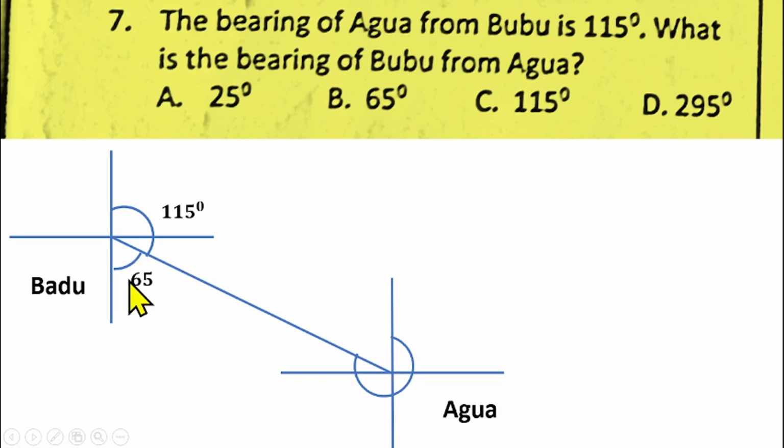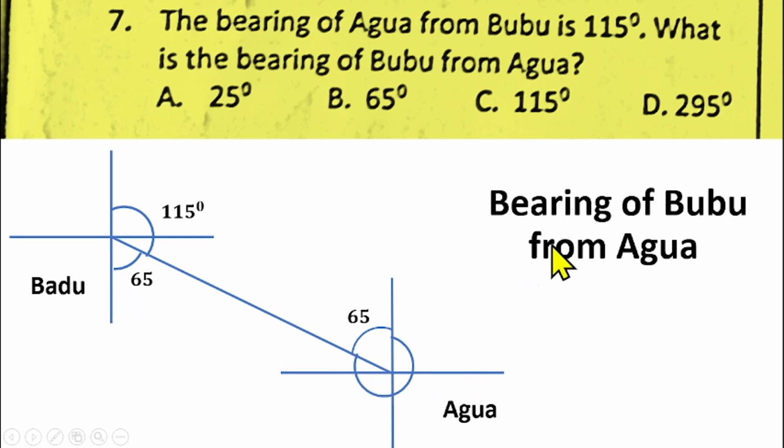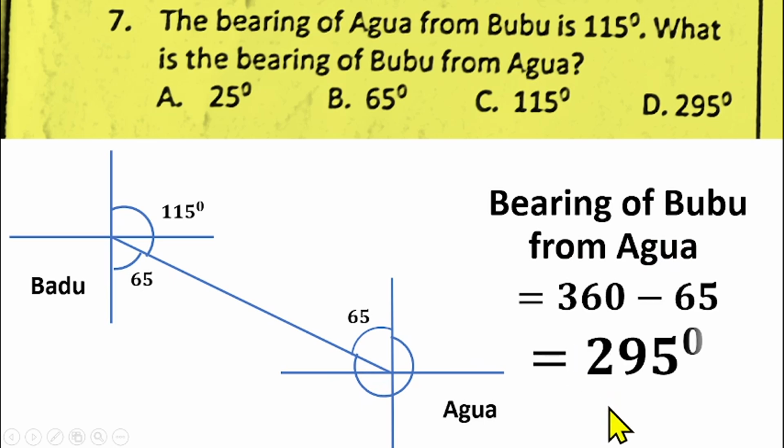If this angle is 65, you can also find the angle that is here, because the angle here will be 65 also, since it is an alternate angle. We are looking for the whole angle from here to here, and we know that from north back to north is 360 degrees. So if you remove 65 from 360 degrees, that gives the remaining angle, which is the bearing of Budu from Agua. Therefore, 360 minus 65 gives us 295 degrees, which is option D.